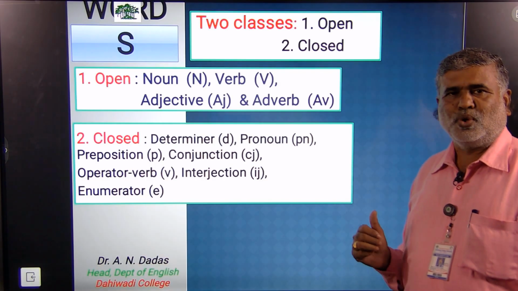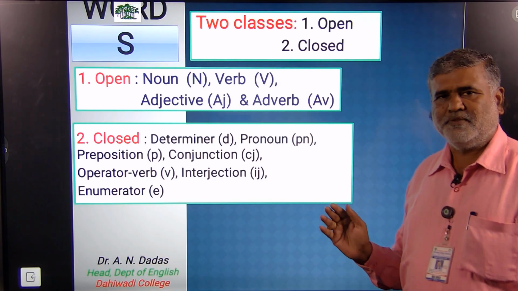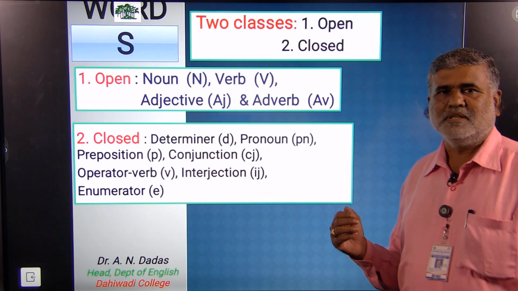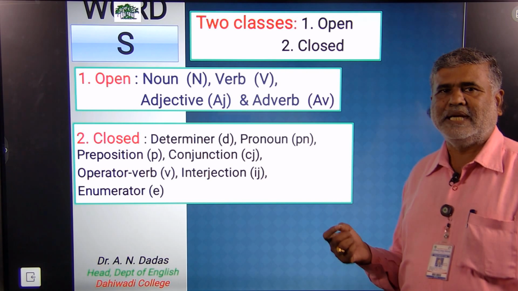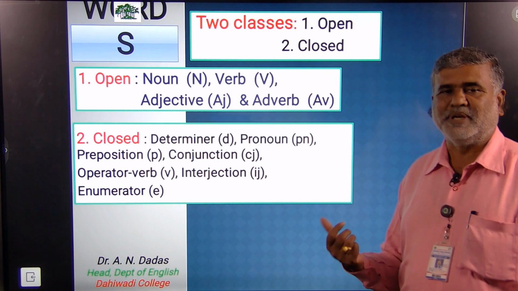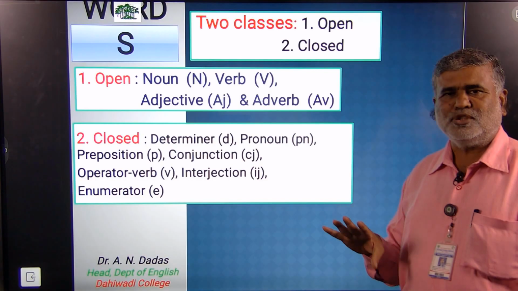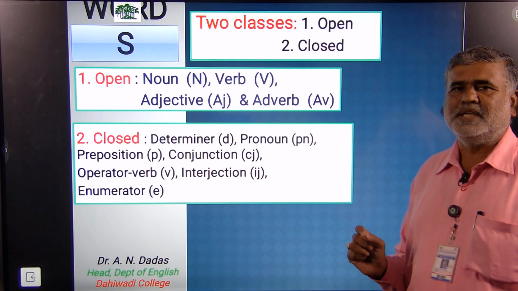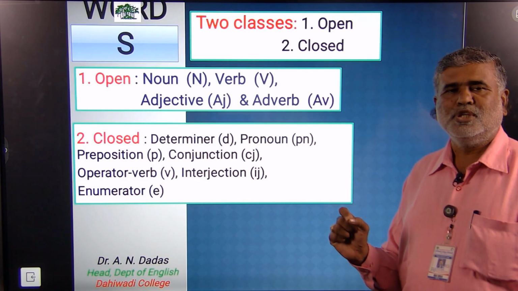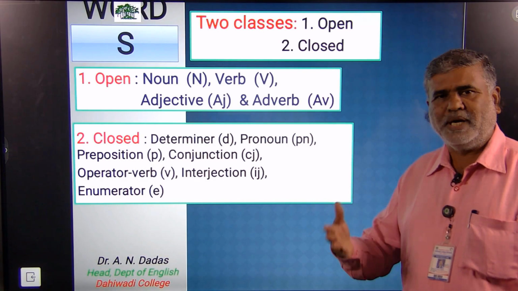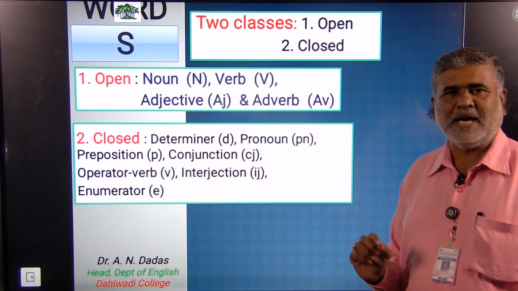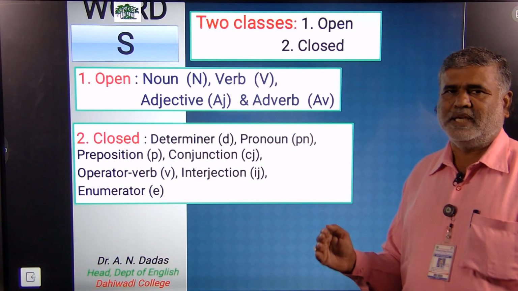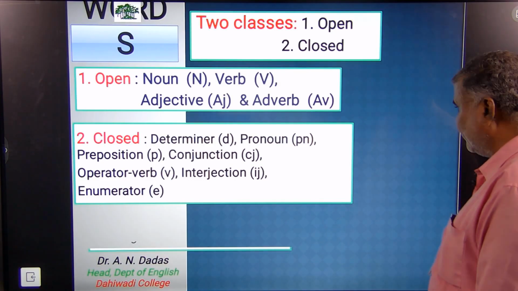And under the second category, that is closed word classes, we have determiner, pronoun, preposition, conjunction, operator verb, interjection and enumerator. So these are the two categories. And why is the second one called closed? Because here you are not allowed to add new words to it. They are there, and they function as they do and have their meaning.